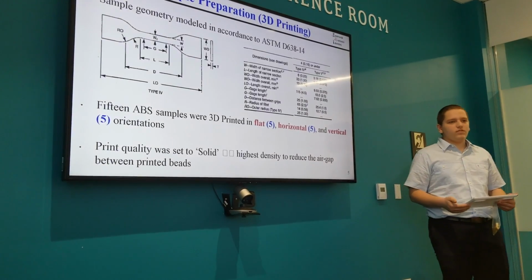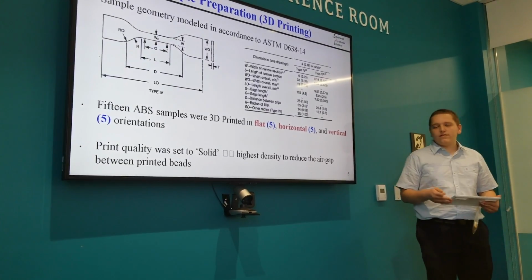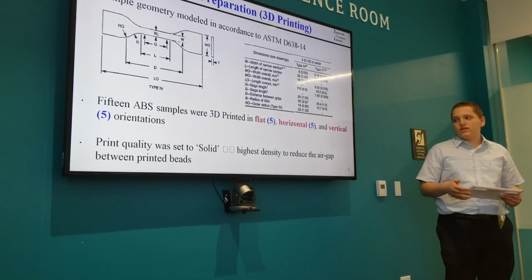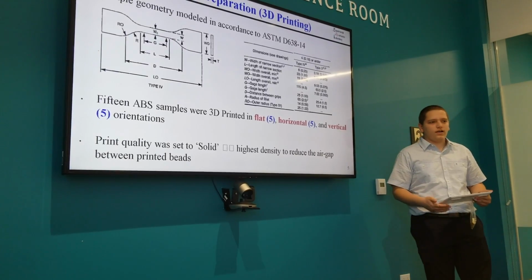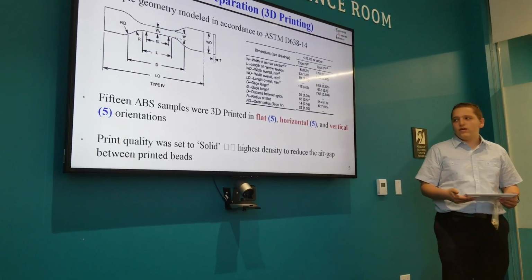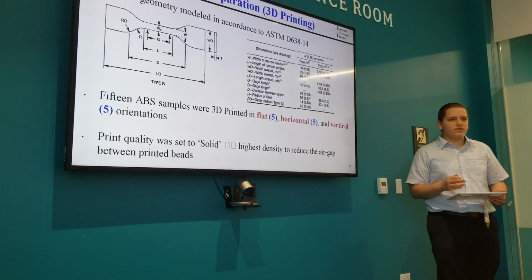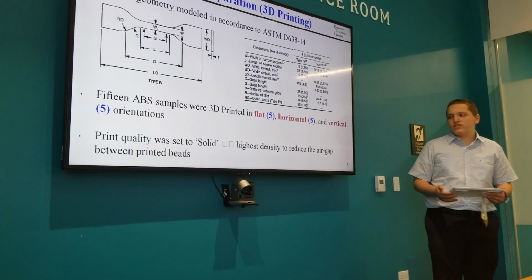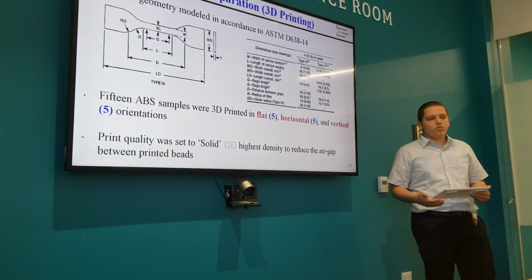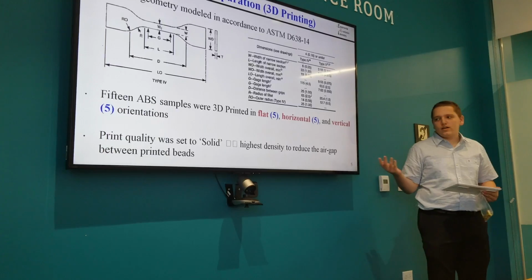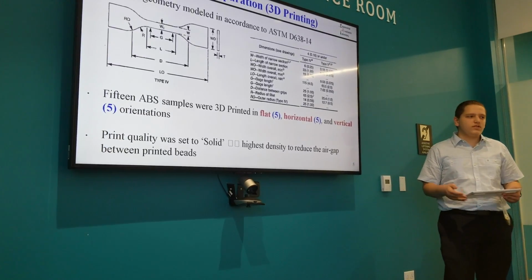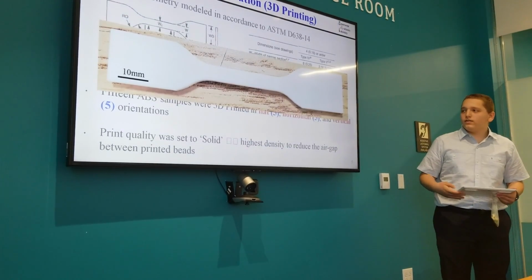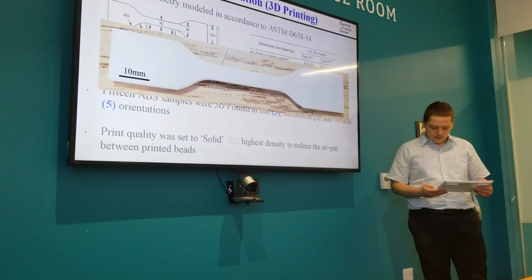15 ABS samples in my experiment were 3D printed in flat, horizontal, and vertical orientations, since according to the literature review that I looked into, they all have different properties and different tensile strengths. The print quality that we used was set to solid, since it's important to have the highest density to reduce the air gap between the printed beads, since that has a big effect on tensile strength. And this is a sample that was 3D printed.